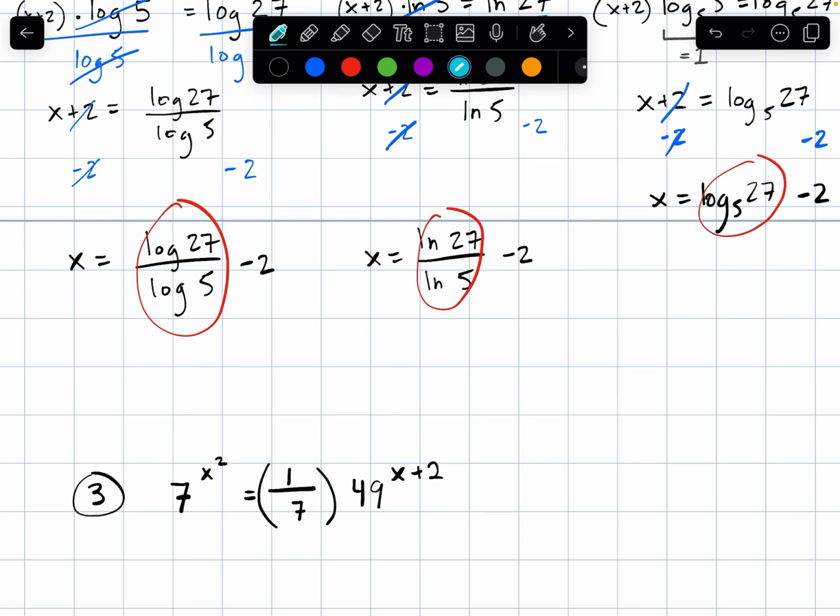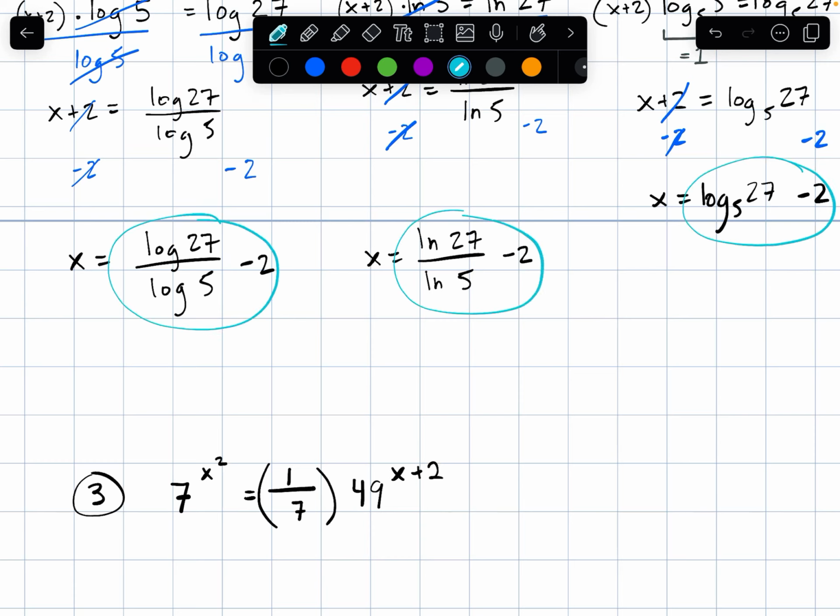You can probably, if you're thinking ahead, see that if I use my change of base formula, this is the same as either of these. That's where this comes from, why we know this is true. So at this point, you're going to go on your calculator and type in exactly what you see here, and here, and here, and it's not going to matter. You are going to get the exact same answer either way.